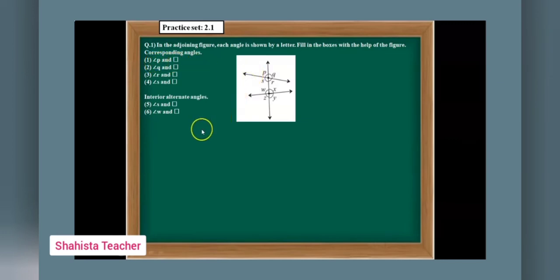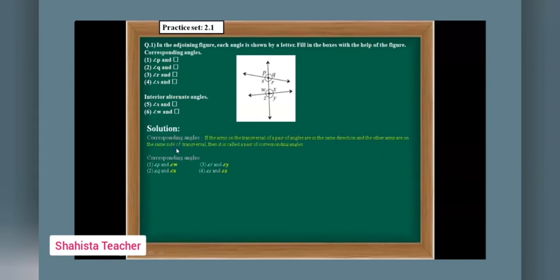So first we will see the definition of corresponding angle. It is optional for you to write the definition. You just have to find this, fill in the boxes. But I have written here the definition of corresponding angle and interior alternate angle for your better understanding. Corresponding angle: if the arm of the transversal, see these 2 lines, and this line is a transversal line, of a pair of angles are in the same direction.